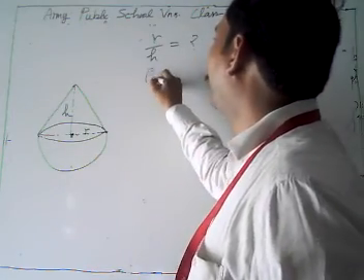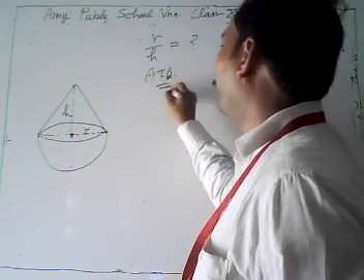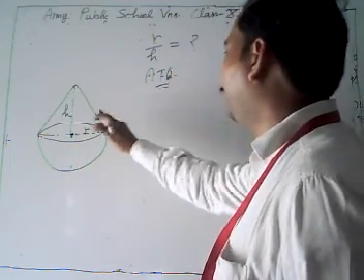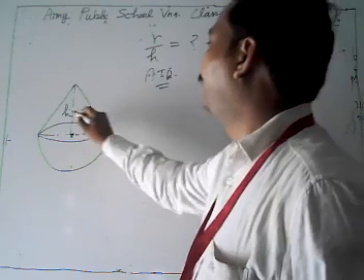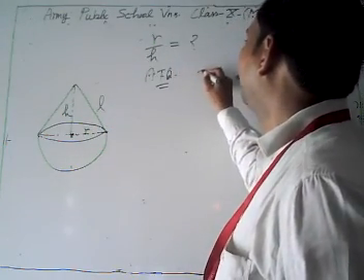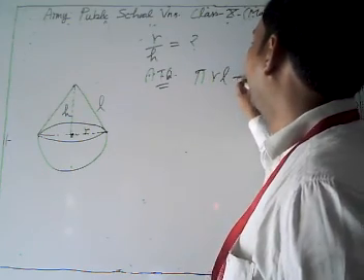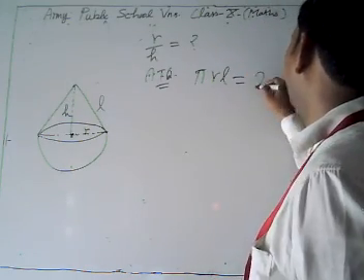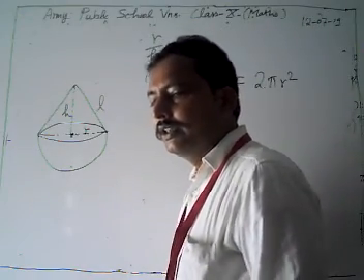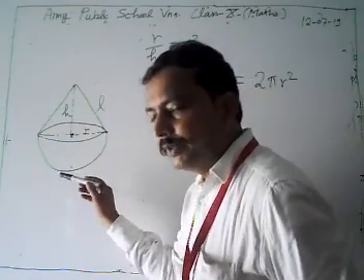Now according to the question, it is given in the problem that the surface area of the above part and the lower part are equal. Suppose the height is h, the radius is r, and the slant height is l. Now our pi r l is equal to 2 pi r square. Why? Because in the problem it's given that the surface area of the above part and below part are equal.